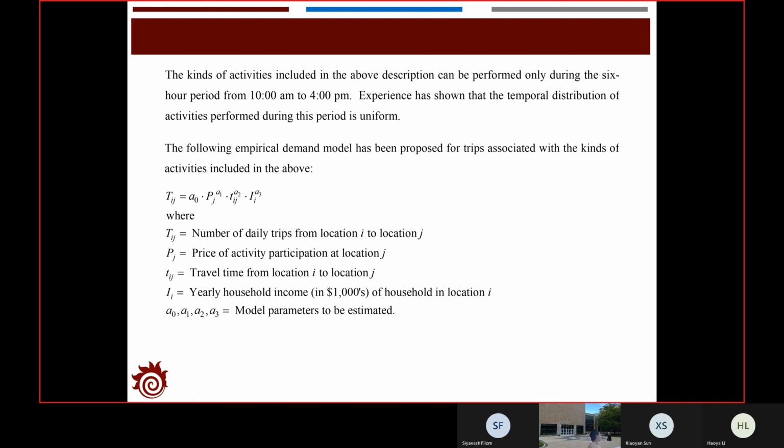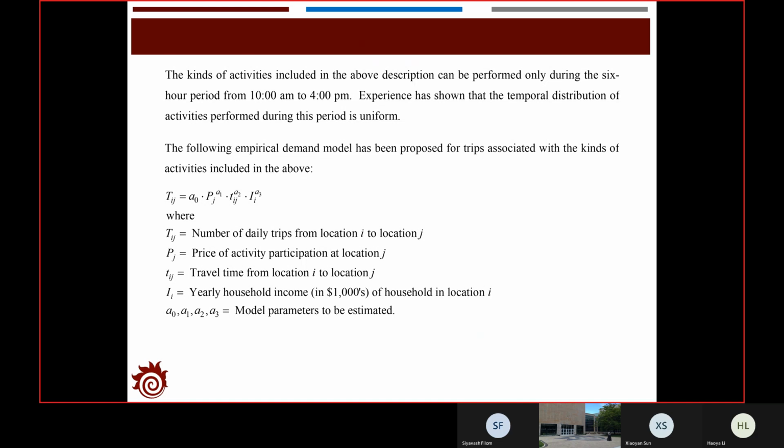And we have the model, a linear regression. It's not exactly a linear model, but there is a way for us to convert it to a linear model. We say that the number of daily trips for the activity from location I to location J is governed by this equation: A0 times Pj to the power of A1 times Tij to the power of A2 times Ii to the power of A3.